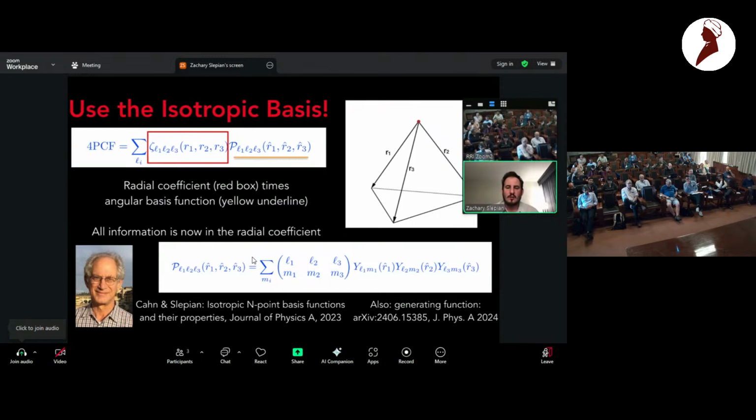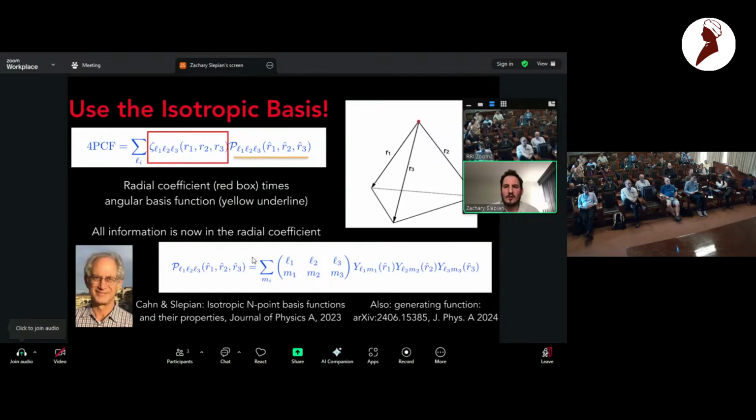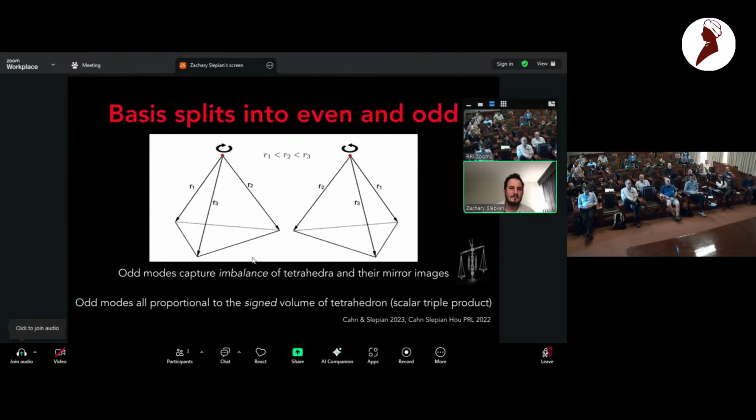For today, what's important is just understanding that we're seeking these red boxed radial coefficients. Those are going to tell us about the 4-point correlation function measurements. And so an interesting property of this basis is that it actually splits into even and odd parity modes. Now, you'll all remember that the parity of a spherical harmonic goes as L. So you can see that the parity of the set of three of them would go as L1 plus L2 plus L3. Therefore, if that sums to an odd number, it's going to be an odd parity basis function. If that sums to an even number, it's going to be an even parity basis function.